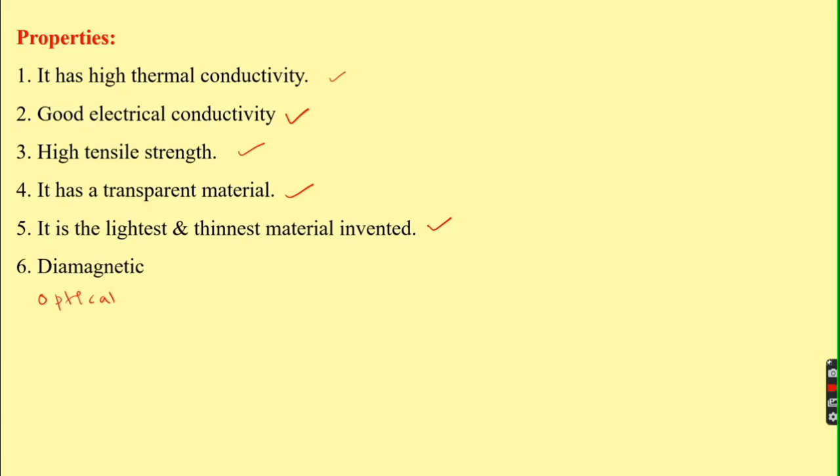It is usually a two-dimensional material, and graphene is usually prepared either by the chemical vapor deposition method, chemical plasma exfoliation from natural graphite, or mechanical cleavage from natural graphite. These are some of the methods we adopt in order to manufacture or prepare graphene.